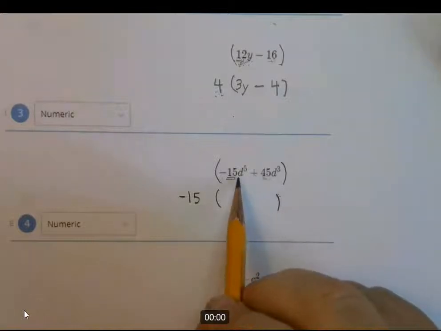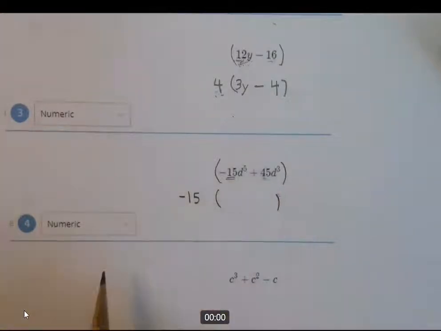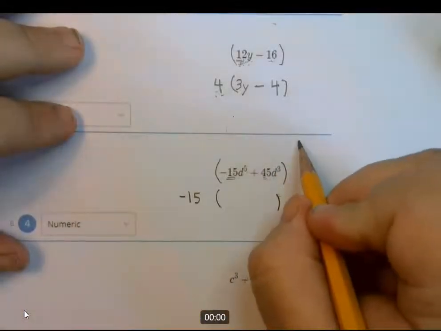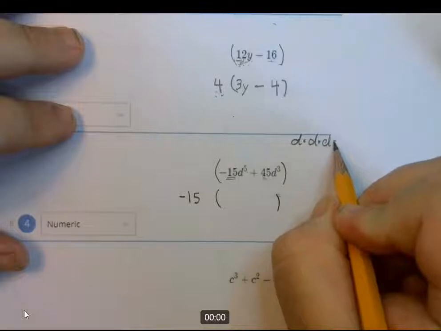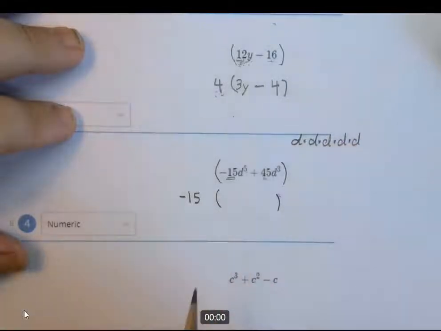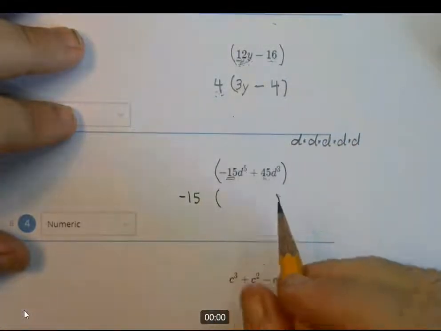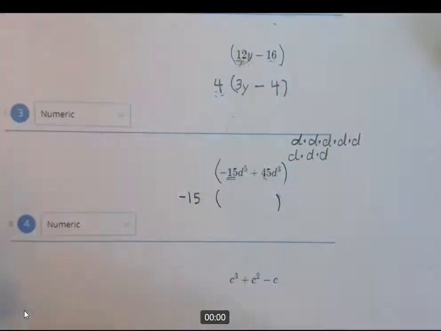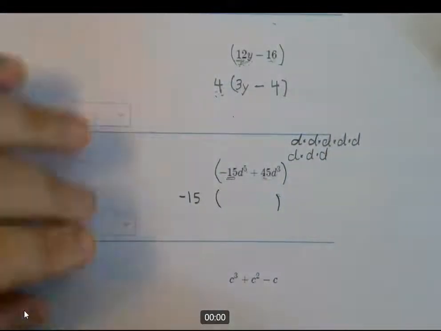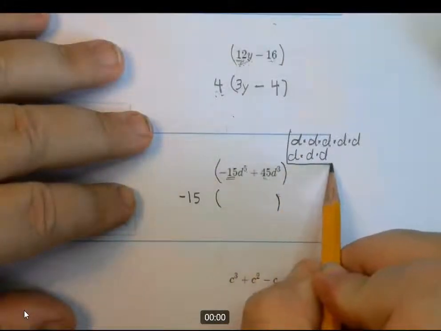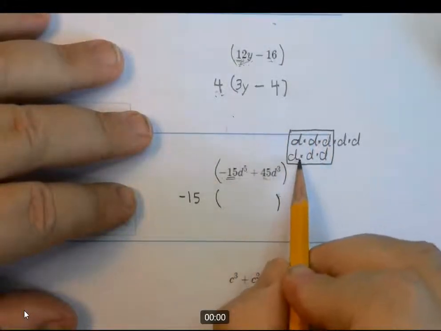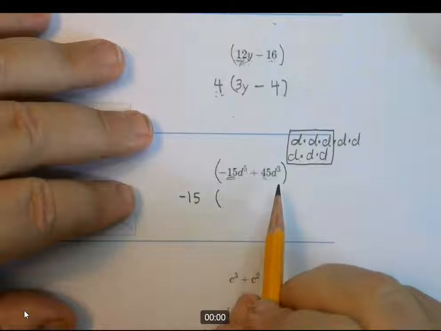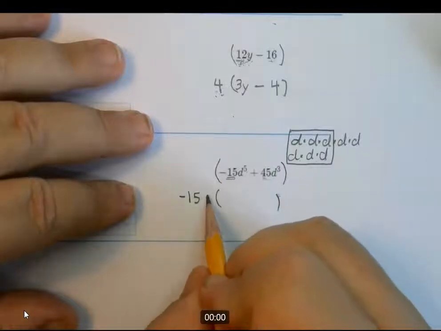Okay, now let's go to the d. We got a d to the 5th and a d to the 3rd. So what do they both have in common? So let's write it out. What does d to the 5th equal? It equals d times d times d times d times d. That's what d to the 5th means. What is d to the 3rd? It's d times d times d. Okay? So what do they both have in common? They both have these 3 d's. So they both have a d to the 3rd in common. So that means we can pull out a d to the 3rd.